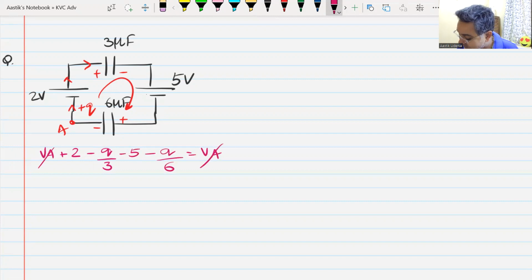Do we understand this? Yes. From here you are going to get the value of Q. How much are you getting? Minus 3 by 2. That means my distribution is wrong. Whatever I assumed as positive plate was not positive, it was actually negative. So the positive plate actually is the negative plate and the negative plate actually is the positive plate. Do we understand this? Yes, sir.